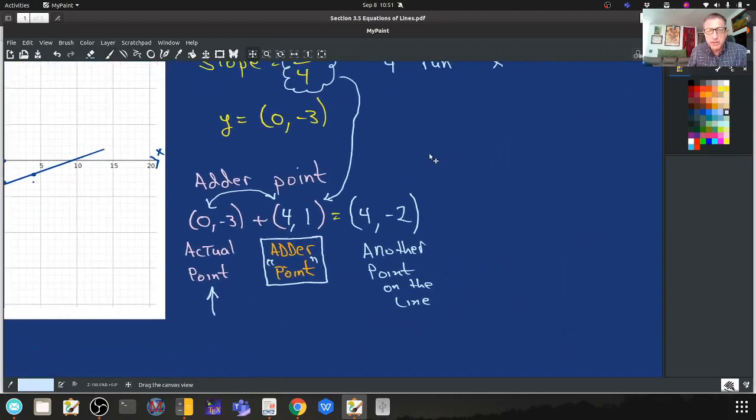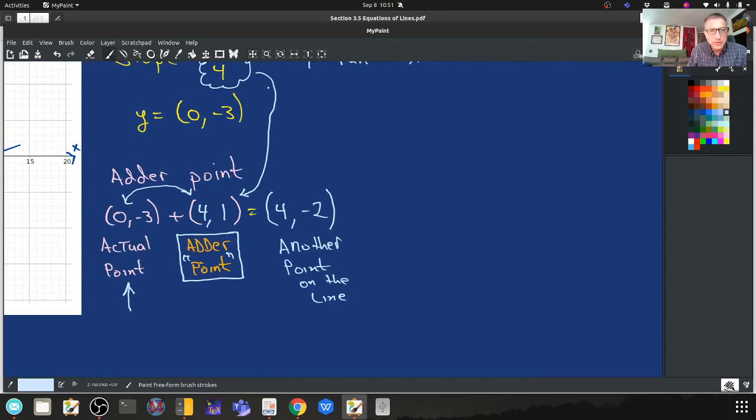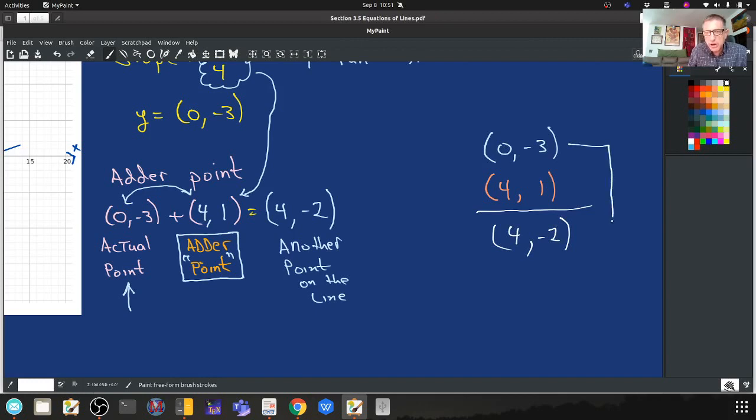Another way to do this is just to do vertical addition. So you start with your actual point, then you add, right underneath of it, your adder point, and then you just do vertical point addition. Minus 3 plus 1 is minus 2, and 0 plus 4 is 4. And these are the 2 points on your line.